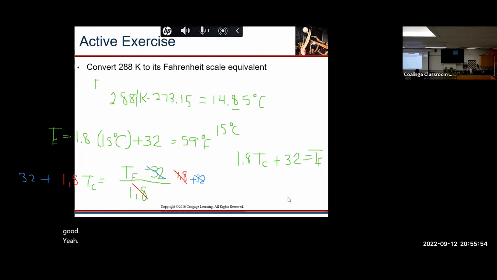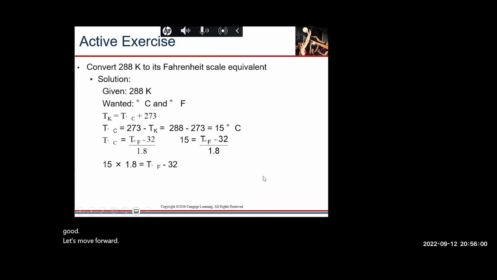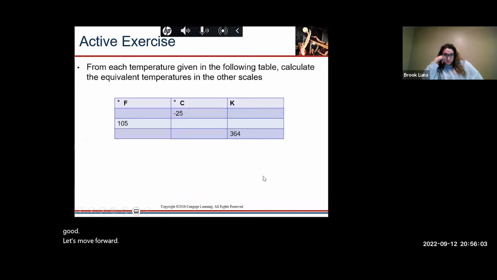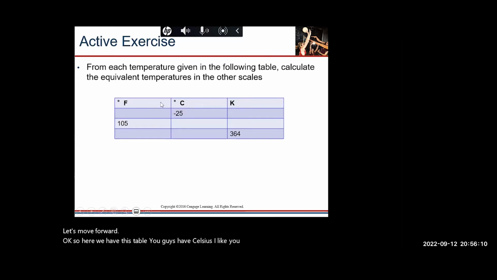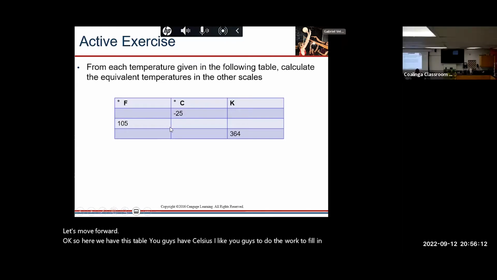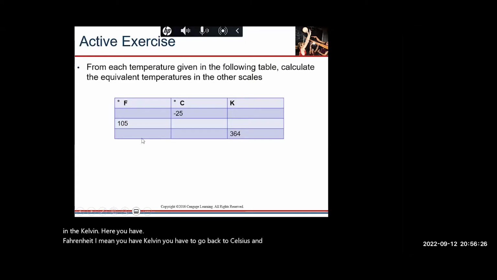Okay, let's move forward. Here we have this table. You guys have Celsius. I'd like you guys to do the work to fill in the Fahrenheit and the Kelvin. Here you have Fahrenheit. I want you to do the work to fill in the Celsius and the Kelvin. Here you have Kelvin. You have to go back to Celsius and to Fahrenheit.